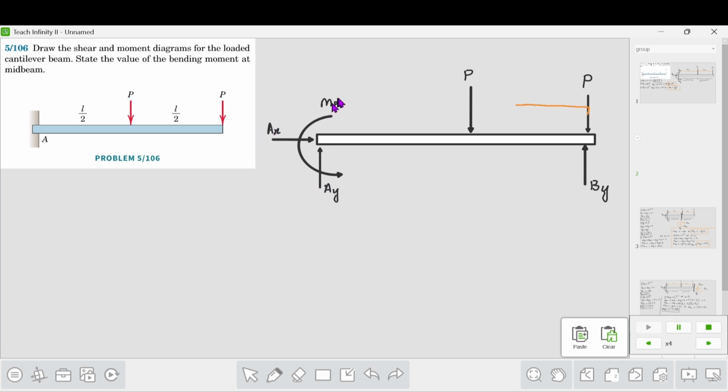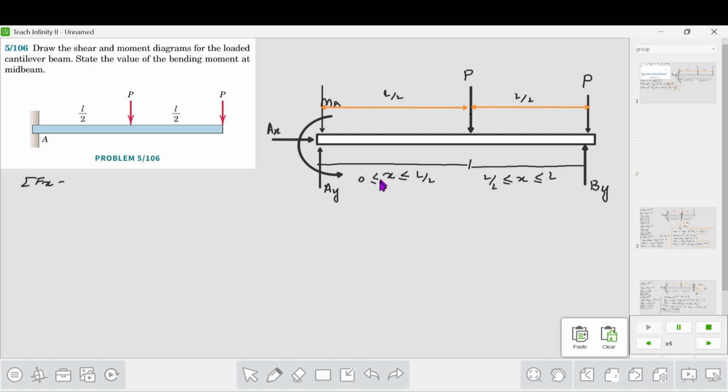This is Ay, Ax, and this is the moment, because this is a fixed end. That's why it resists all three: moment, horizontal force, and vertical force. So this is not By, it's wrong. This is not By because there is no support. So this is L divided by 2 and this is also L divided by 2. This load is P and the load at the end is also P.